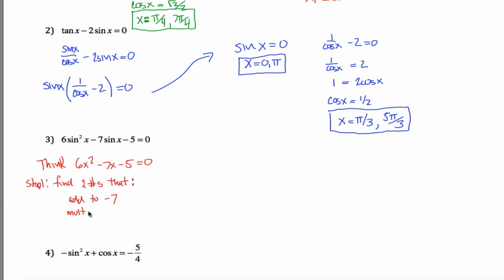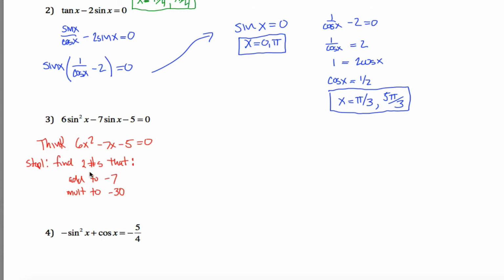And then they have to multiply to, and you're like, oh, slow down, I got this. They multiply to negative 5, right? I've seen this before. No. They multiply to negative 30. Where the hell did negative 30 come from? It's a times c. It's this 6 times this negative 5. It's the product of the constant term and the coefficient on the quadratic term. It's the 6 times the negative 5, gives you negative 30.